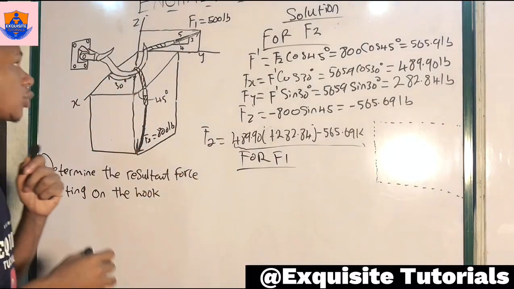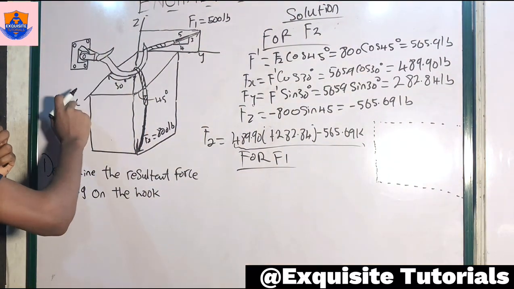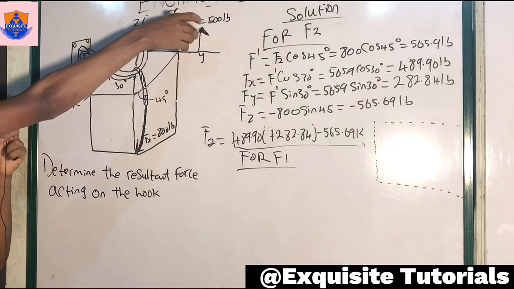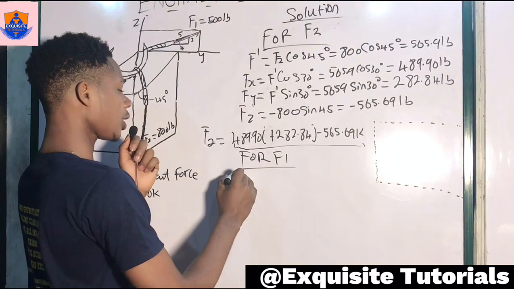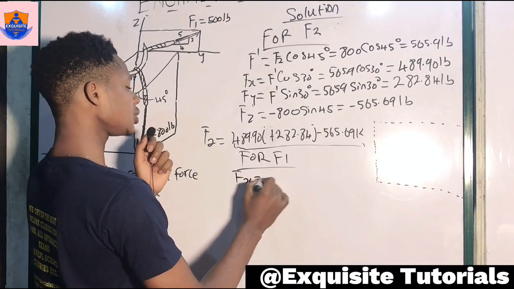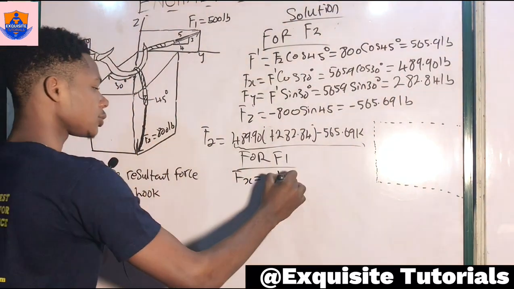Now for that of F1, we'll simply resolve. In this case, we are not having a component for F1 on the x-axis. You see, we are just having the force between the y and the z components. So we can say for F1, F of x is equal to 0, or we can say 0i, whichever you want, or 0 pounds.